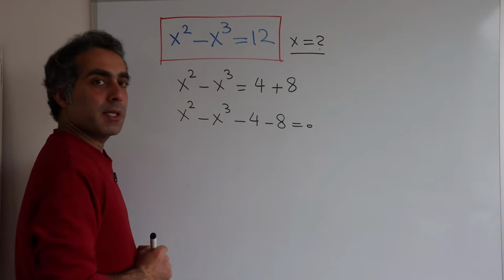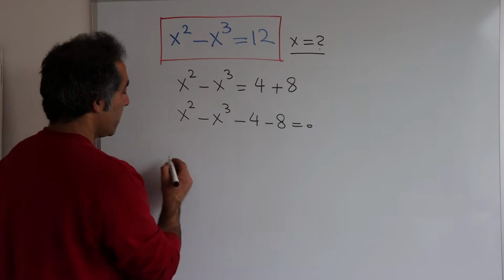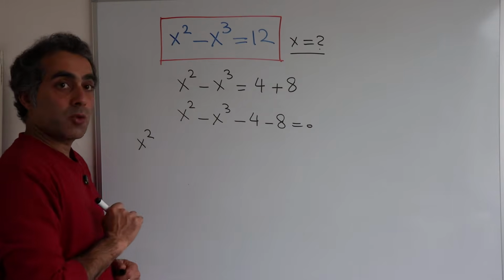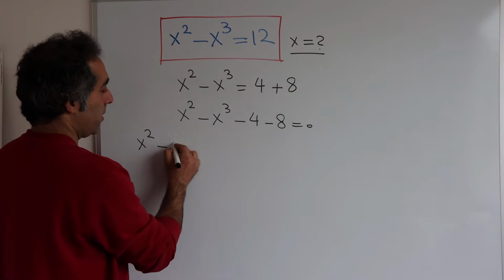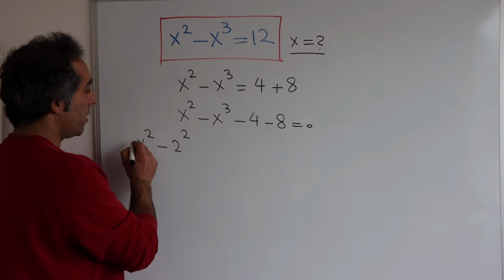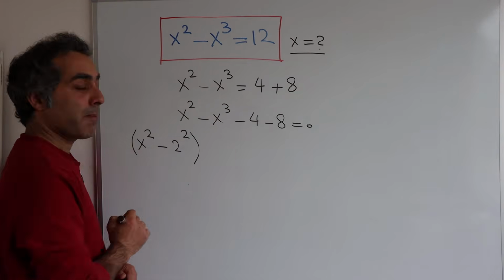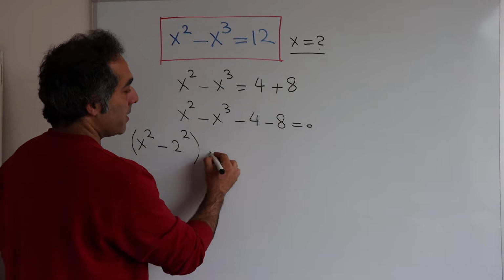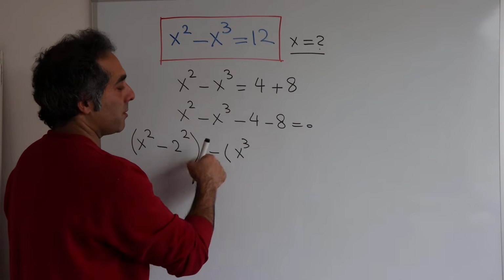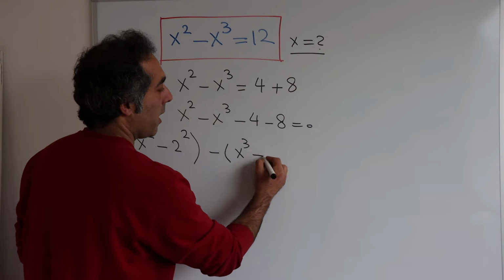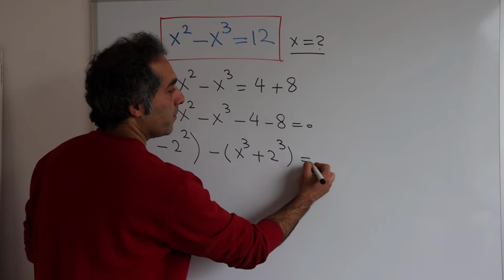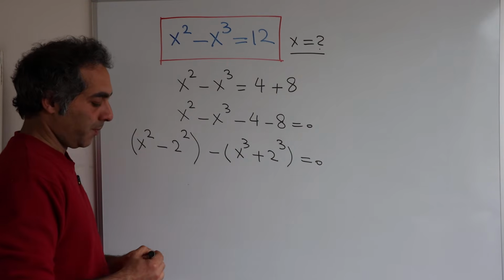But 4 is 2 squared, so I can write it here. x squared minus, I write both terms beside each other in a parenthesis, minus x cubed. Minus is factored out, so it's plus 8, which is 2 cubed, equals to 0.